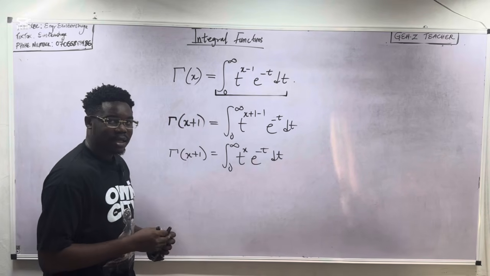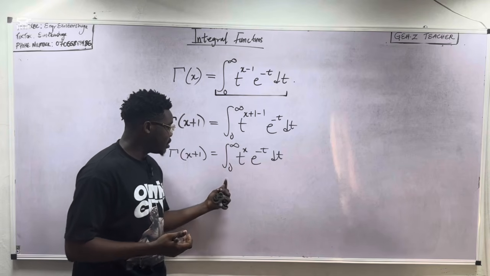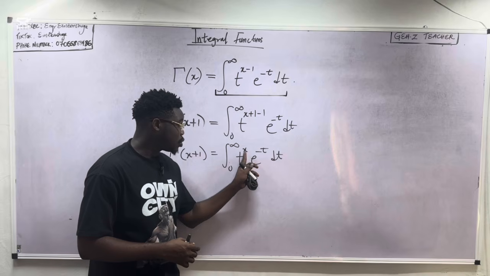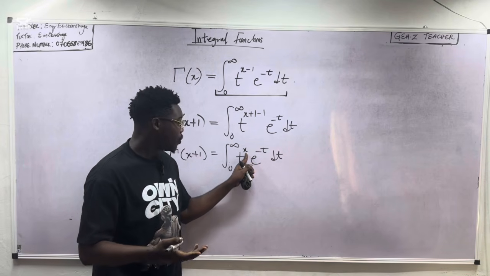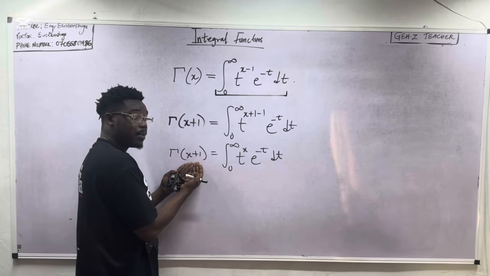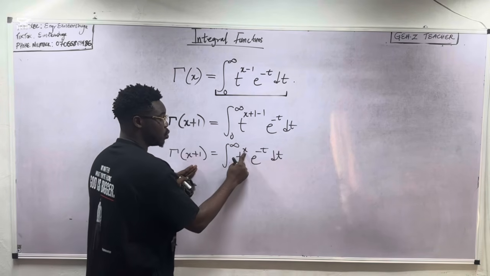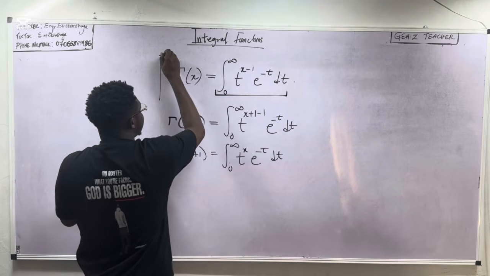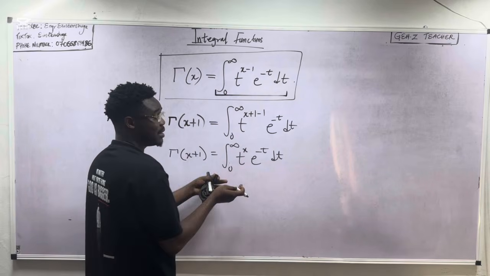So this means the gamma of x plus 1 is equal to the integral from 0 to infinity of the variable raised to power x. Now listen, x, as I said before, is a number. So if you have 3 here, for example, you're going to have 2 here for this pattern to work. This is a general pattern: for gamma of x, you are minusing, but here you are adding.